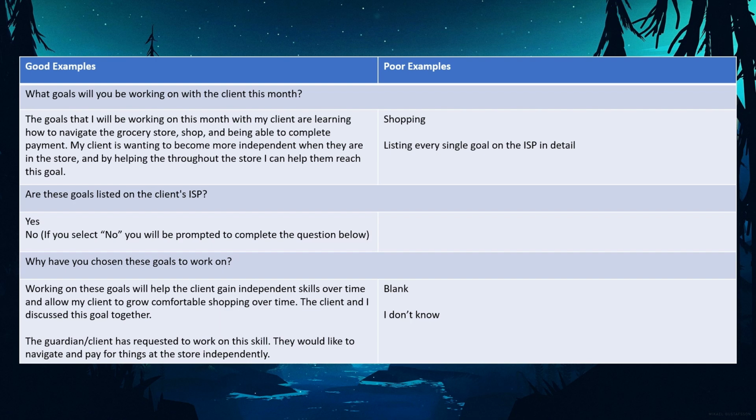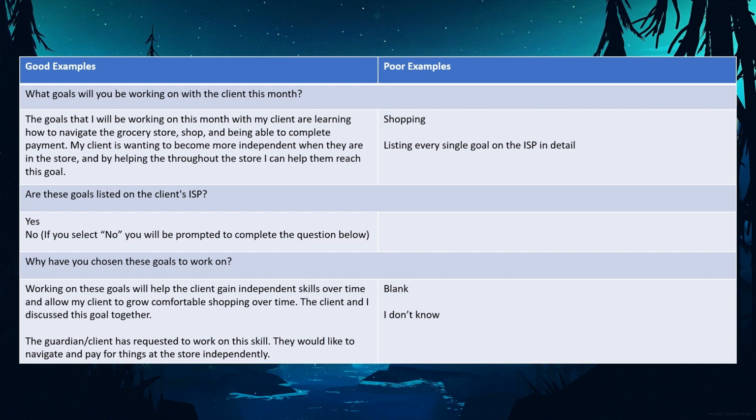First question is, what goals will you be working on with the client this month? For a good example on the left, the DSP says they will be helping the client learn how to navigate the grocery store, learn how to shop, and be able to complete payment. The client generally just would like to become more independent when it comes to shopping, and the DSP is hopeful that they can help the client reach this goal. Comparing this to our poor example where it just says shopping, while yes, the DSP is essentially teaching the client to shop, that essentially sounds like you guys are going shopping together. It doesn't really tell us what the learning experience is, how this relates to any goals. It's just not really a clear example.